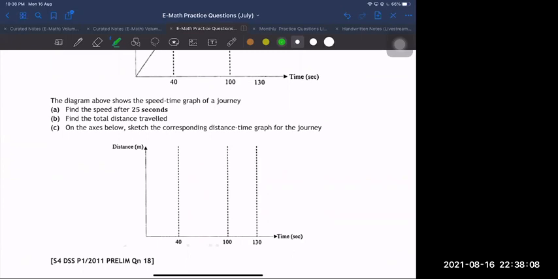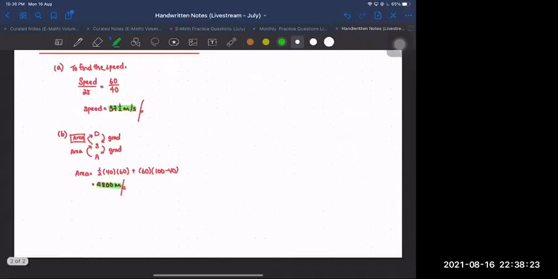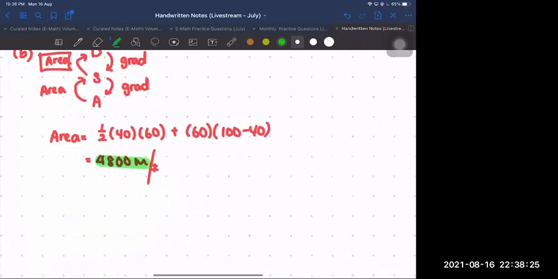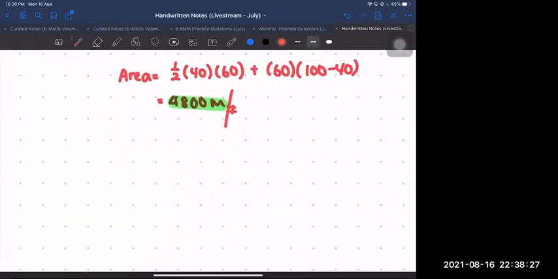So this is the last thing I want to go through for this question. On the axis below, sketch the corresponding distance time graph for the journey. This is the one that I want to focus a little bit on, which is the sketching, the conversions between a speed time graph to a distance time graph. Usually students have a little bit of challenge with this, so let me go through it a little bit slower.